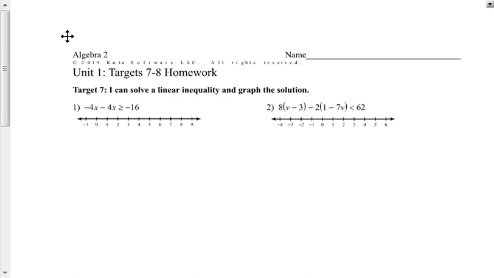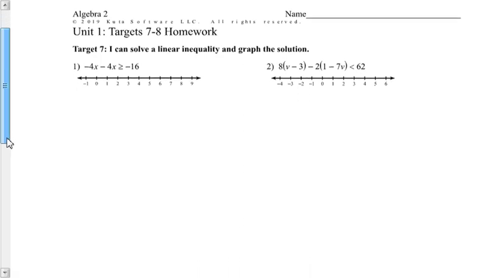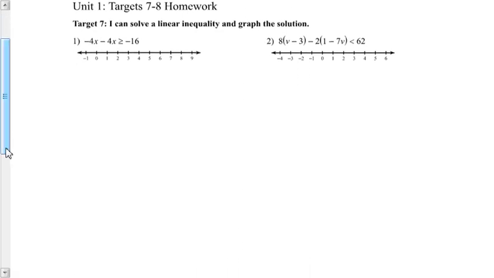Okay, so here's your target 7 and 8 homework. Just like on your notes, we're going to start off by solving these inequalities, and then we're going to graph them on the number line for the first two.